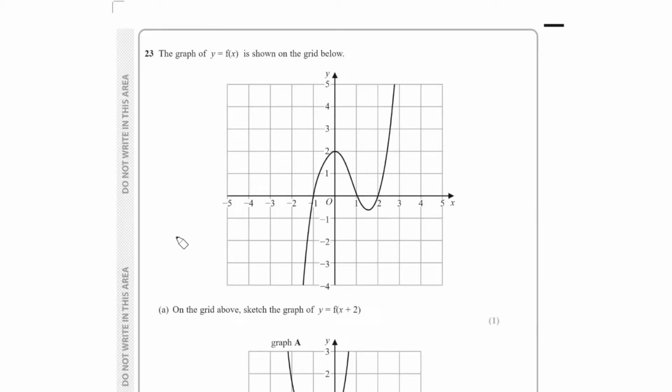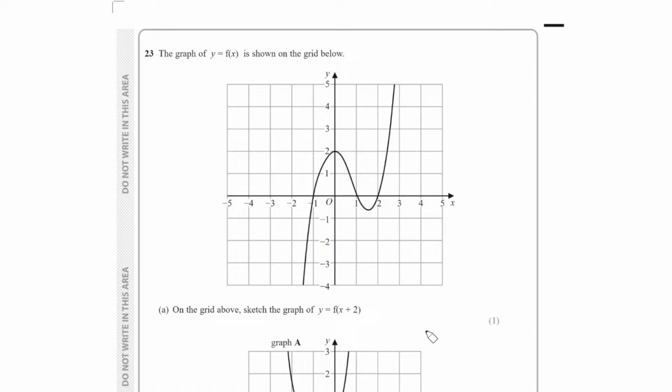Okay, 23, we've got graph transformations again, something that hasn't come up yet, so definitely look out for that. Part A, they've given us that the graph of y equals f of x is shown, so it's obviously some kind of cubic graph. On the grid above, sketch the graph of y equals f of x plus 2. You literally just have to have this memorized, right? That's it. So when it's in the brackets, we've got plus 2.